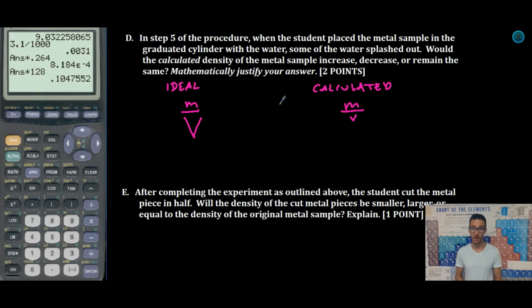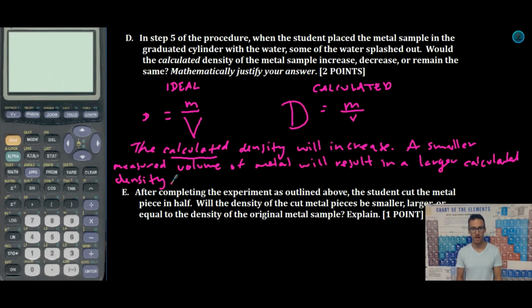So when the numerator value in our density equation is constant, but the denominator volume value decreases, the value of our density is going to increase or become greater. So in my answer, the calculated density will increase. You want to be sure to answer the question. Increase, decrease, or remain the same. A smaller measured volume of metal will result in a larger calculated density. Here is my mathematical justification in formula format and in word format.